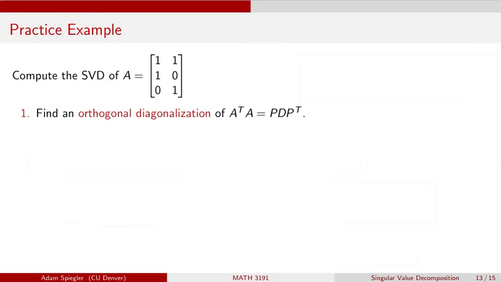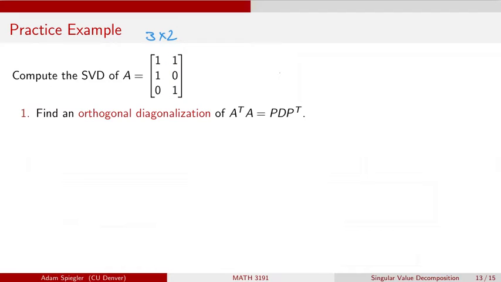Okay, so now let's take a look at an example. We would like to calculate the singular value decomposition of the 3 by 2 matrix A, and it's important to note the size of this matrix, where the first column is 1, 1, 0, and the second column is 1, 0, 1.